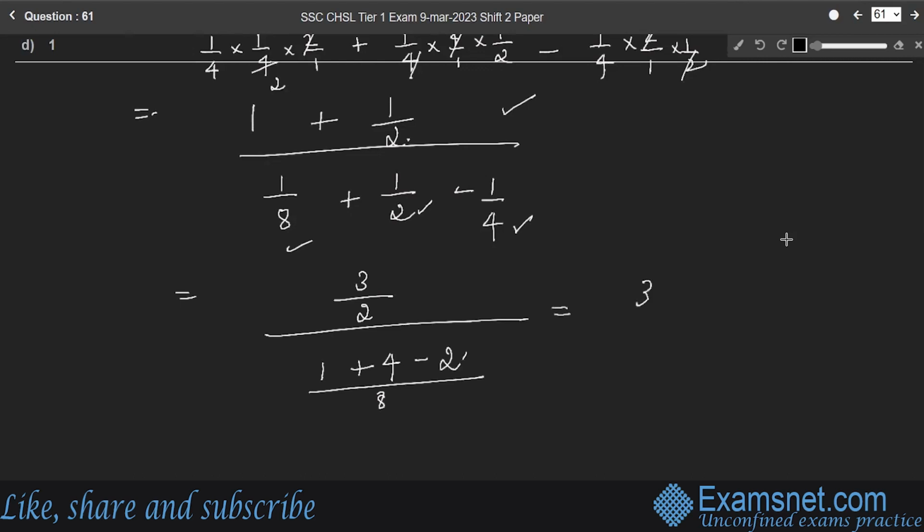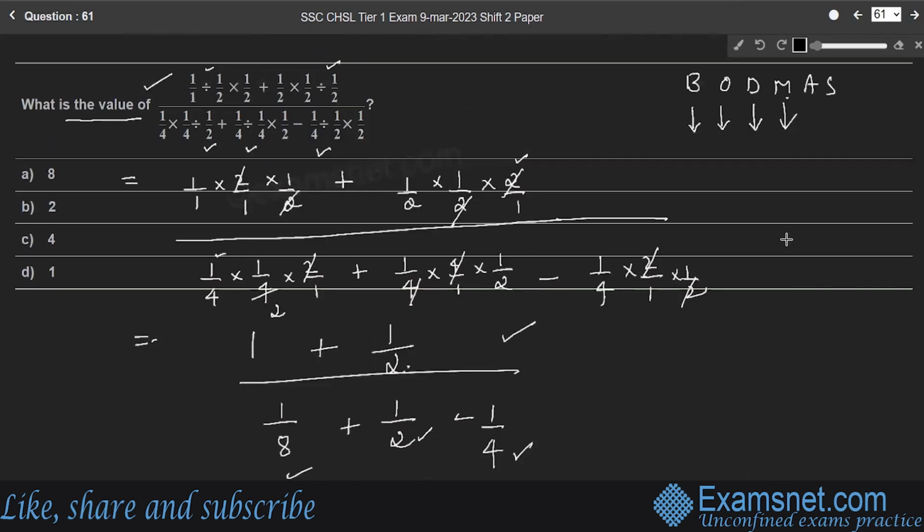Which is equal to 3 by 2 whole divided by 5 minus 2 is 3 by 8. So which is equal to 3 by 2 into 8 by 3. Therefore, we have 4 as the final answer. Therefore, look at the options. Option C is the right answer.